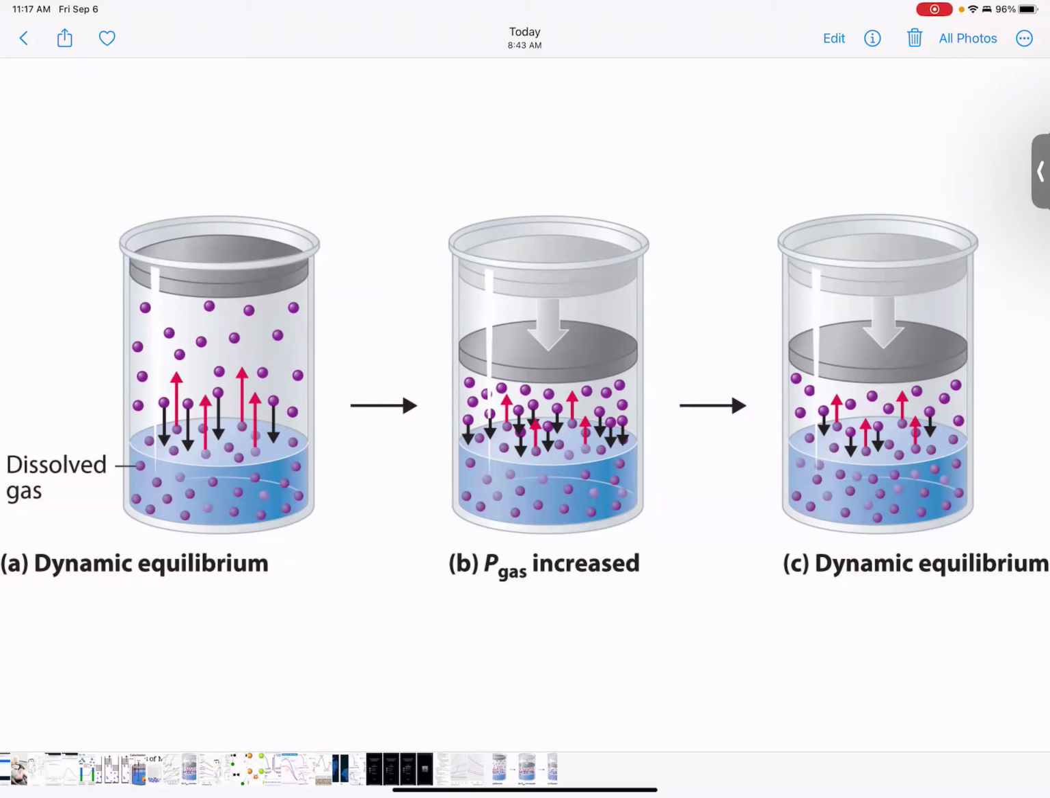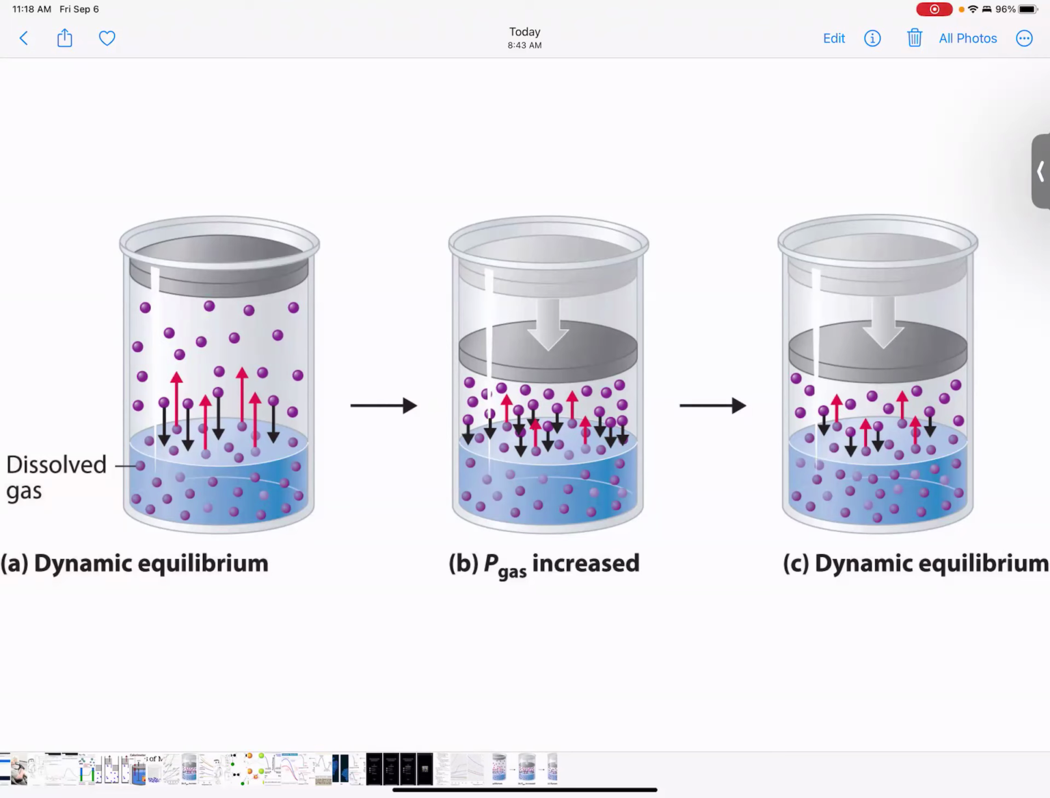But all it means with equilibrium is that the quantity appears to be the same on both sides. So the amount in solution appears to stay the same. But again, molecules are in constant motion, so some are going in, some are coming out. Other questions?